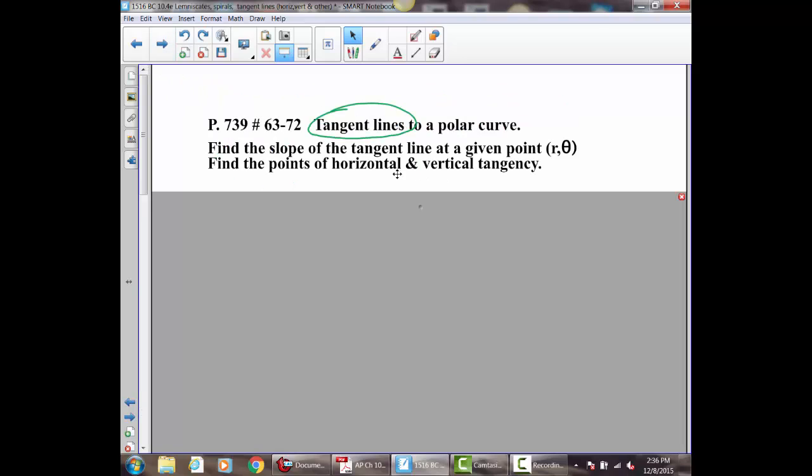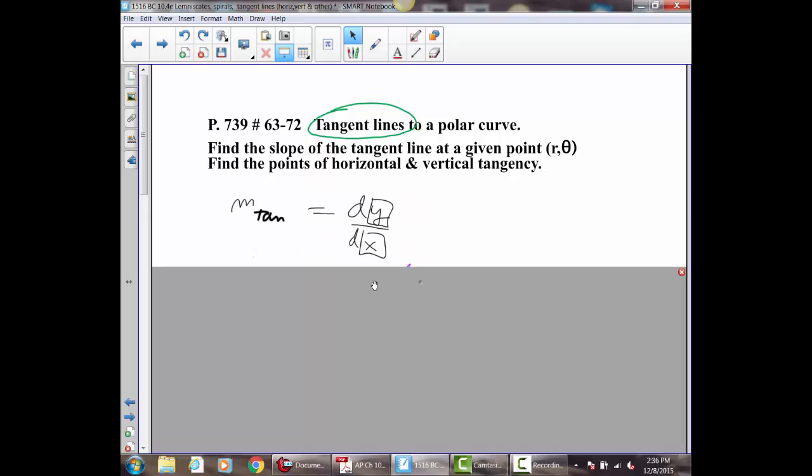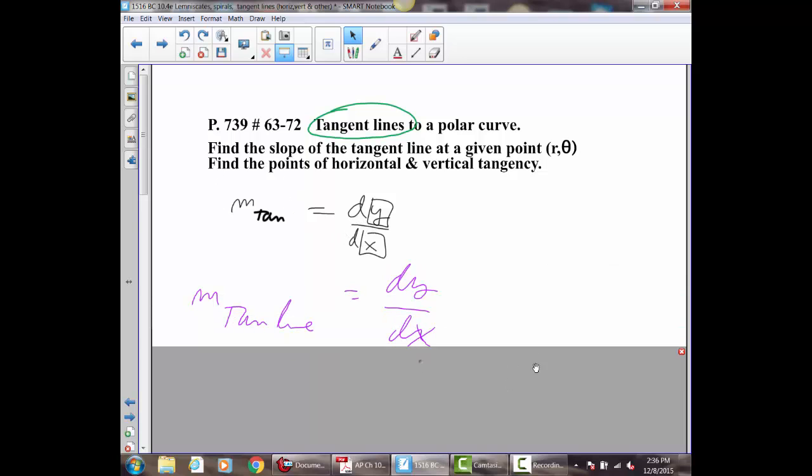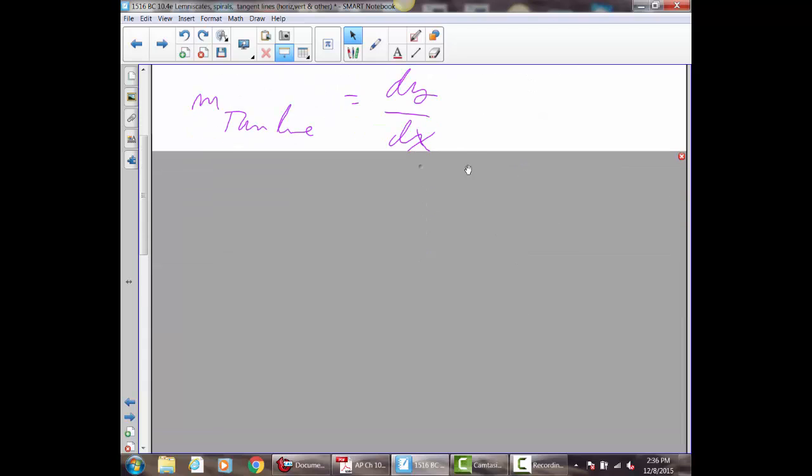Okay, tangent lines to a polar curve, as opposed to talking about the tangent lines to the curve and those lines go through the pole. Now we're going to talk about find the slope of the tangent line at the given point r theta, find the points of horizontal and vertical tangency. Okay, so remember that the slope of a line is always dy over dx, right? Always, always, always dy over dx.